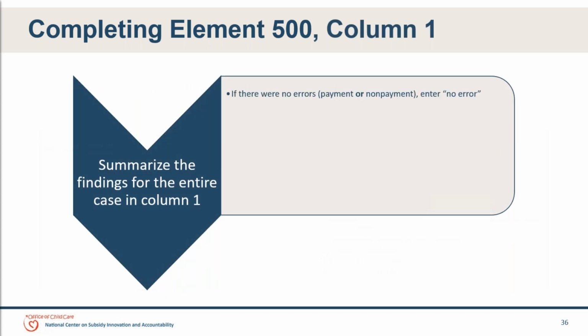So some general instructions for completing the first column in element 500. Some of this is actually really similar to what we just discussed for completing column 3 for the earlier elements. If there's no errors at all, you can just say no error. Or sometimes I might say a bit more. I think in the example in a few slides, I say no improper payment, no errors in any element. Either of those is fine.